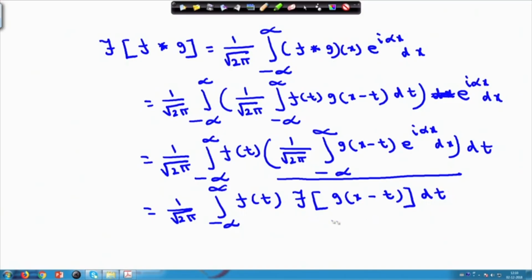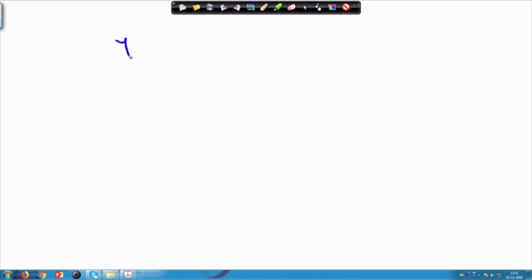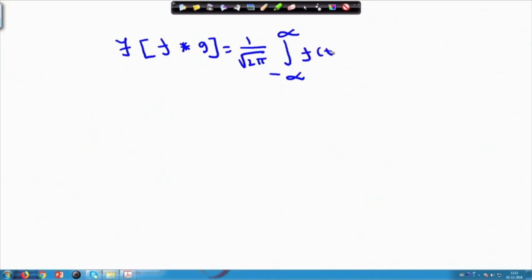Now, this Fourier transform of g of x minus t, if you remember theorem 2 of the shifting theorems, whenever we have done the properties, we have seen that this Fourier transform of g of x minus t is equal to, you can write down. So, I am just writing Fourier transform of f star g, this is equals 1 by root 2 pi, minus infinity to infinity, f t into e power I alpha t into g of alpha dt.